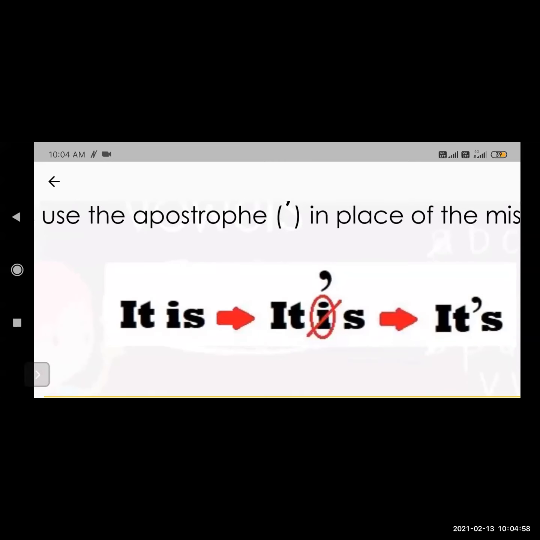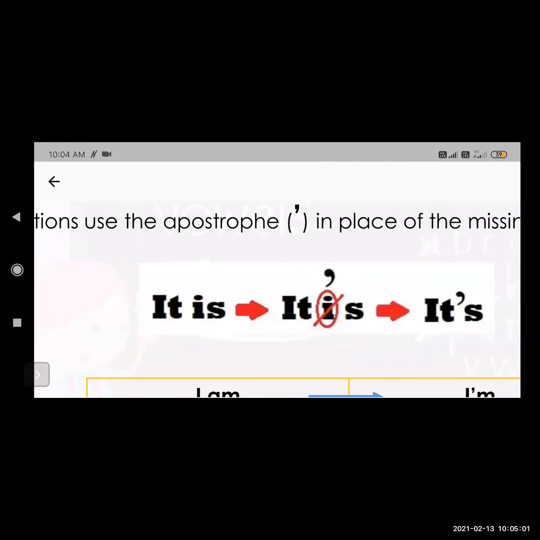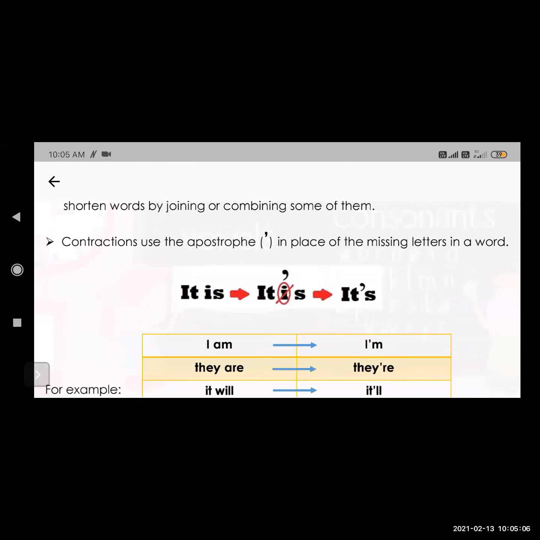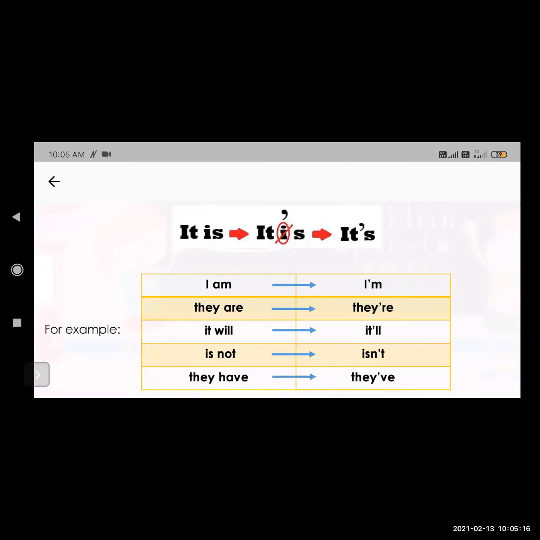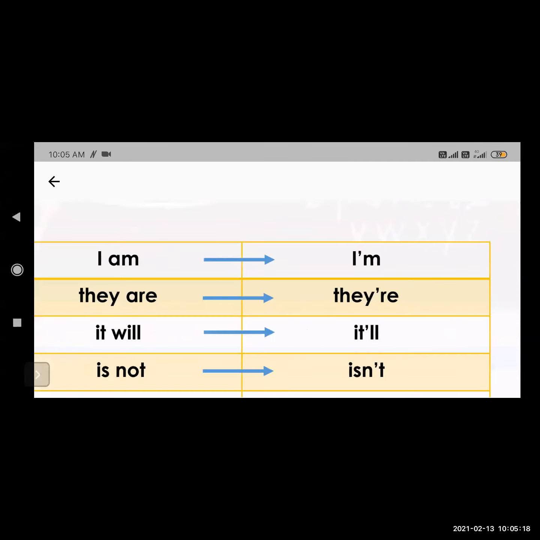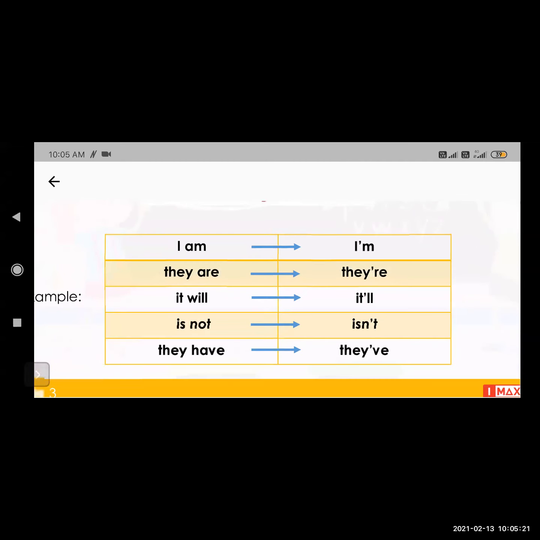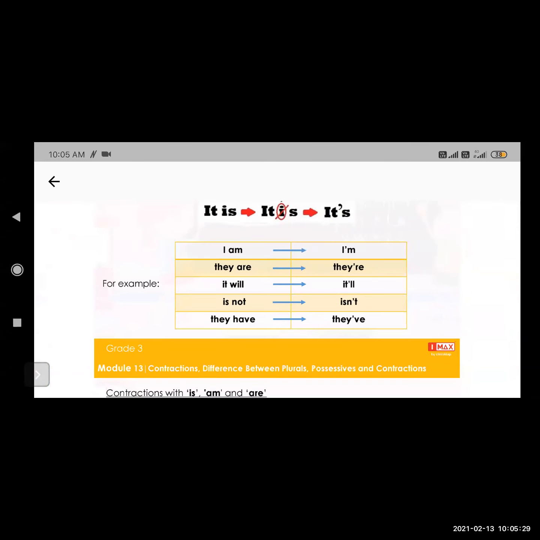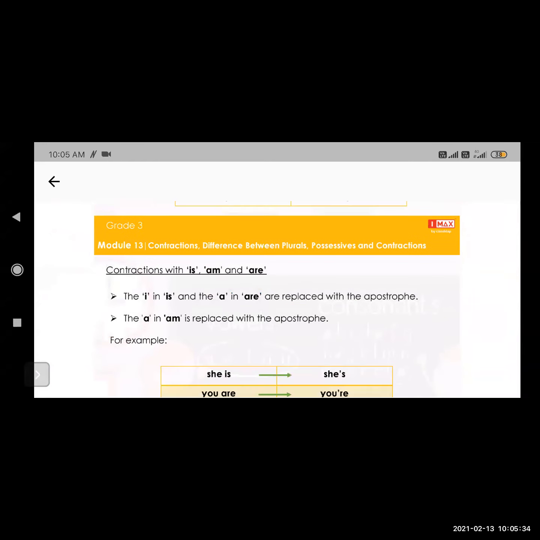Here also you can see that the apostrophe is used. Now a contraction uses the apostrophe for the missing letters in the words. Now see the missing letters. I am, I'm. They are, it will, is not, isn't, they have. So in this way you make the contraction. You make the short form of these words. Okay, let's see.